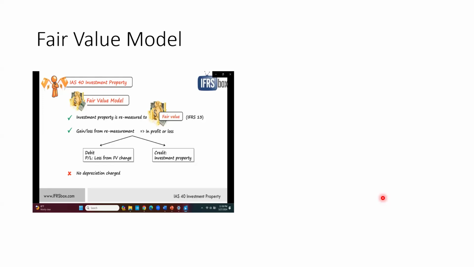If there is a loss, you debit it to profit and loss account and credit the investment property. But if there is a gain, you credit the profit and loss account and debit the investment property. The investment property is an asset. So if it is increasing, you debit it. If it is reducing, you credit it. And again, no depreciation is charged for the fair value model.